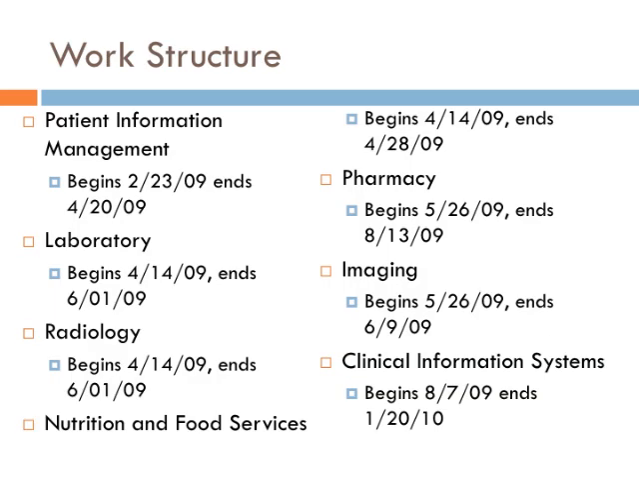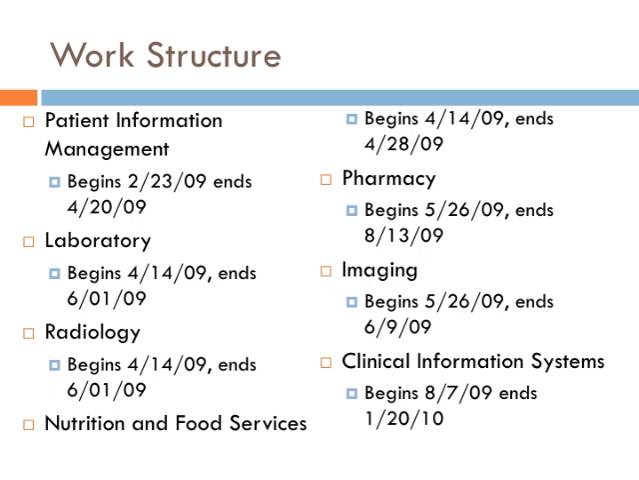Now, the work structure of this project had 7 key categories, including patient information management, laboratory, radiology, nutrition and food services, pharmacy, imaging, and clinical information systems. These categories were basically contingent on one another, so for the most part, and you can see by beginning and ending dates, when one ends, the other begins.